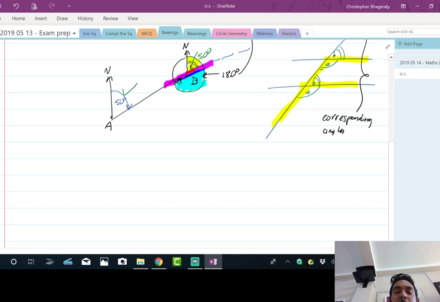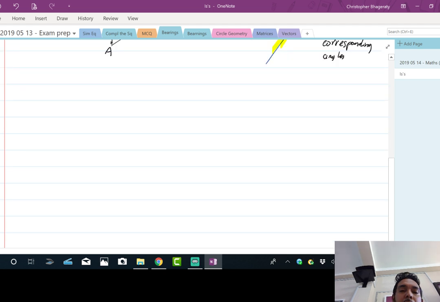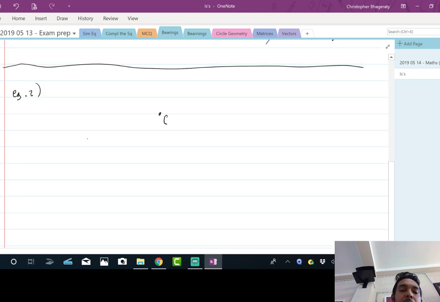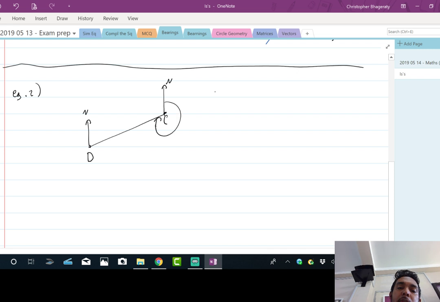Now, let's say you had a second instance, let's call it example 2. So let's say you had point C here and point D here. Sorry, that looks like a B, my bad. Point D. And you had a line joining C and D. Of course, you have your north lines. North lines are important to being able to solve these problems. They help a lot. And let's say in this particular instance, the bearing we are given is D from C. All right, so we have the bearing of D from C.